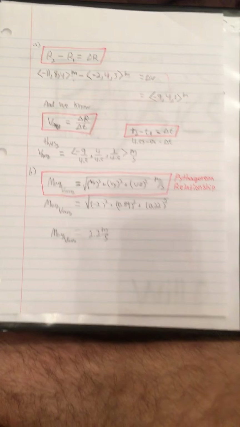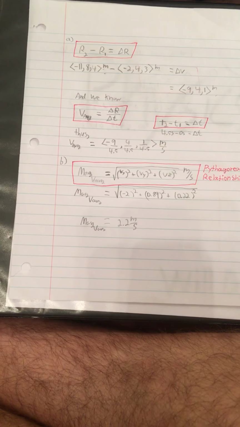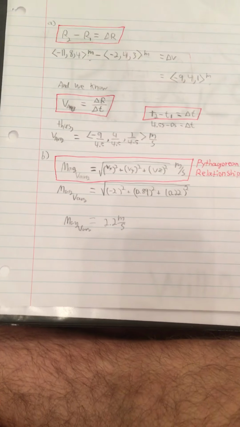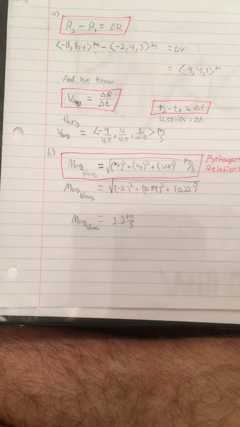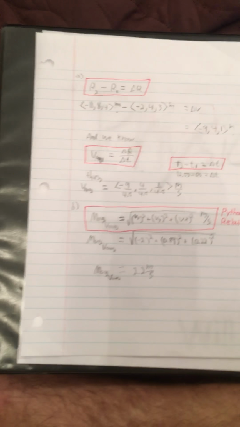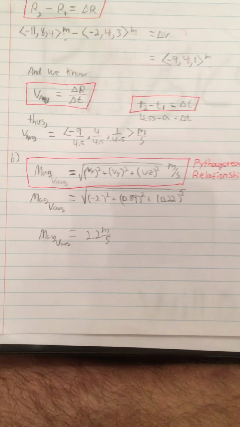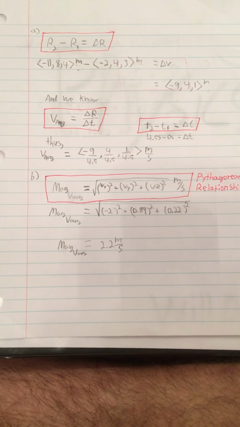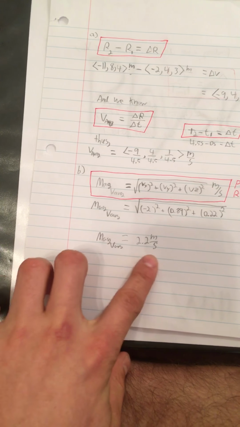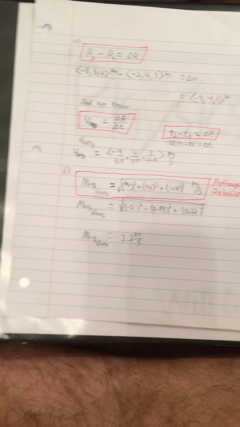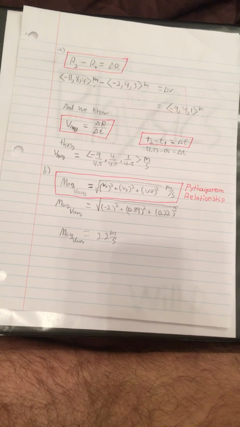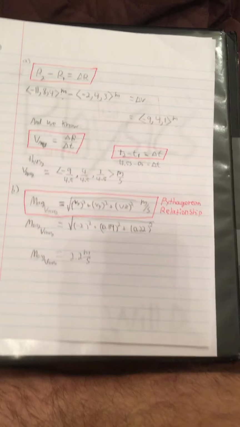This tells us how fast our wrench is moving away from the astronaut. It's moving away from the astronaut at a velocity of 2.2 meters per second, a magnitude average velocity. We don't know the direction here because it's just our magnitude. It's just our overall speed going away from the astronaut.